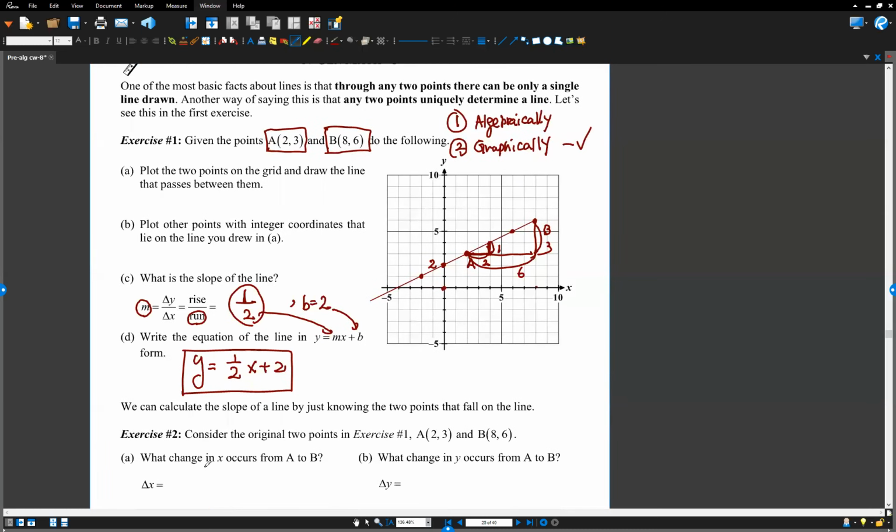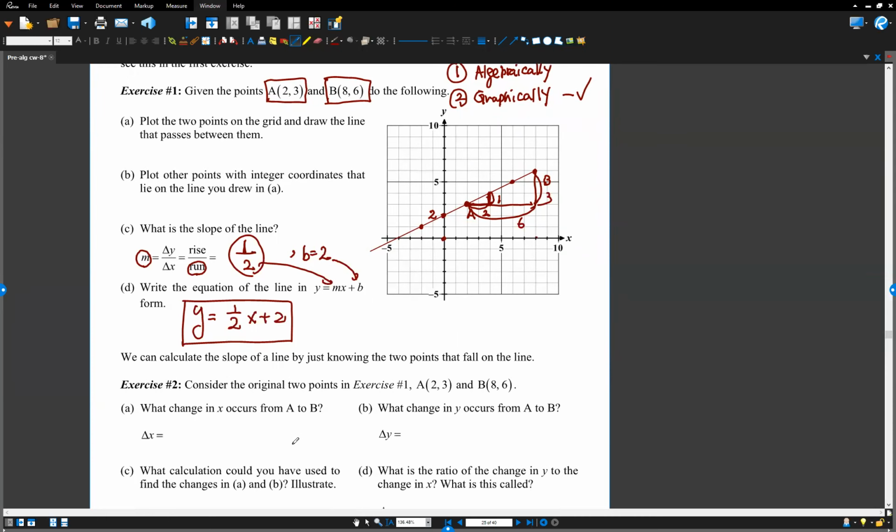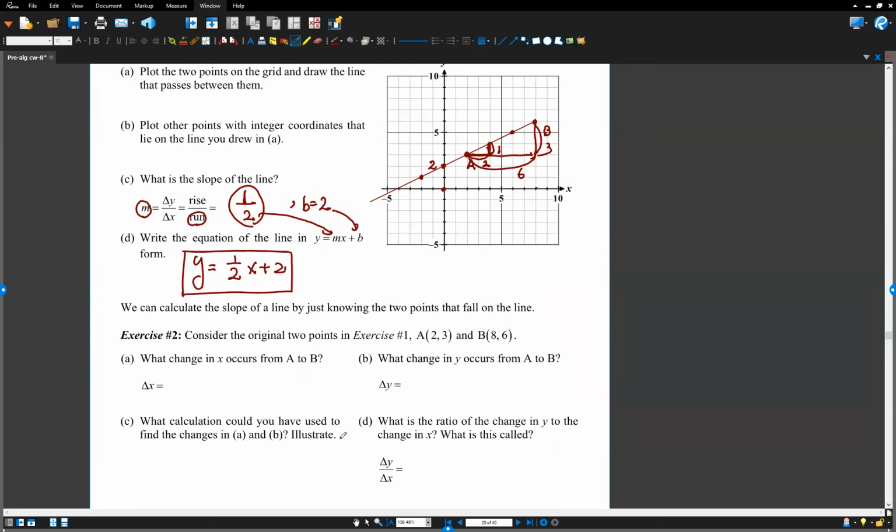Now how can we find it algebraically? Oh, this is hard. First, algebraically, we need to find the slope and y-intercept. That is exercise 2.